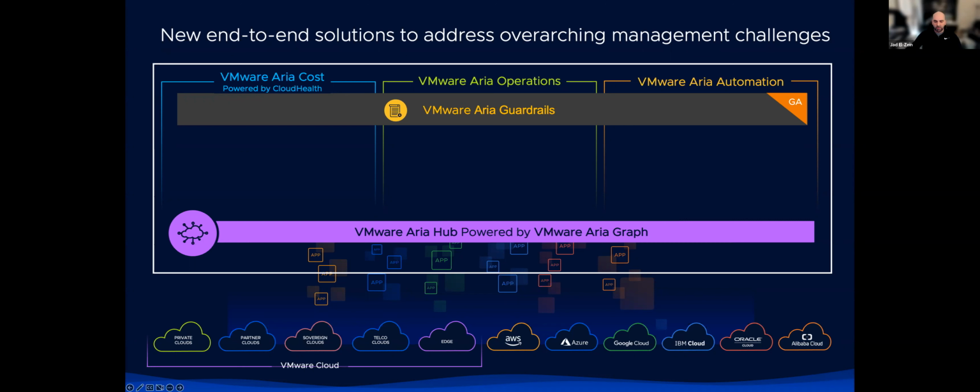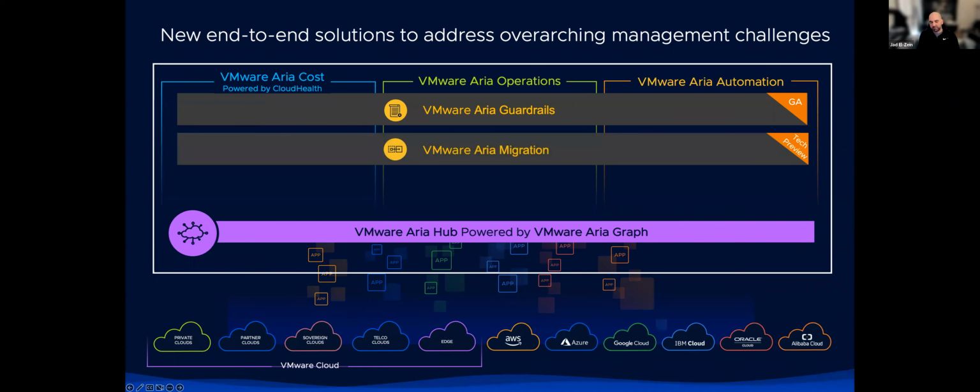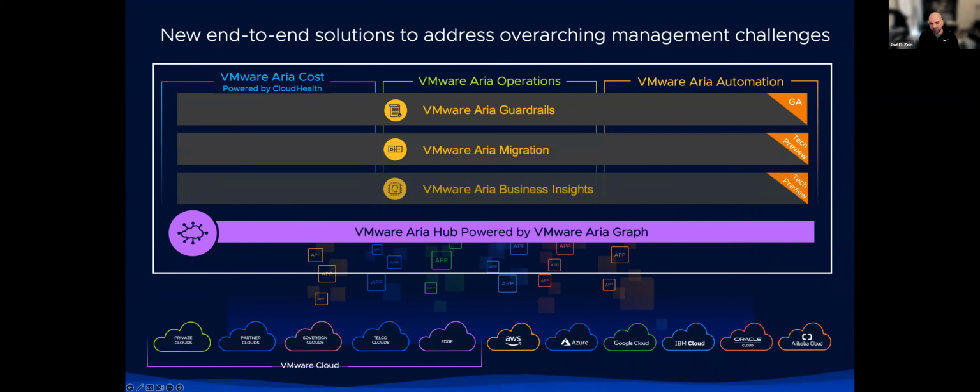And a lot of this was announced at VMware Explore. So with all of that data federated, we are able to build net new services and value-added services, such as VMware Aria Guardrails, and I'll break these down a little bit more, VMware Aria Migration, VMware Aria Business Insights. Again, tools that are leveraging the federated data set, which I was not able to do before, because I did not have a single throat to choke. I did not have a single view or a single path to both consumption and invocation.